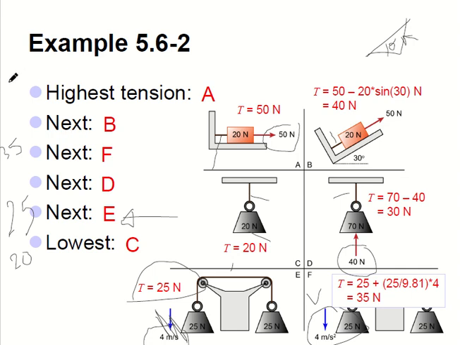Of course, A is highest because we calculated 50, followed by B at 40, followed by F at 35, and then D is 30. Then 25, and the least is 20 for C. Make sure that you calculate all of that.